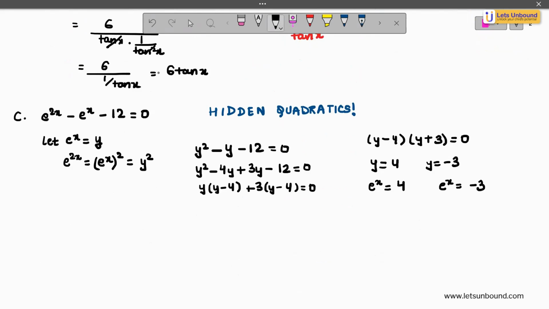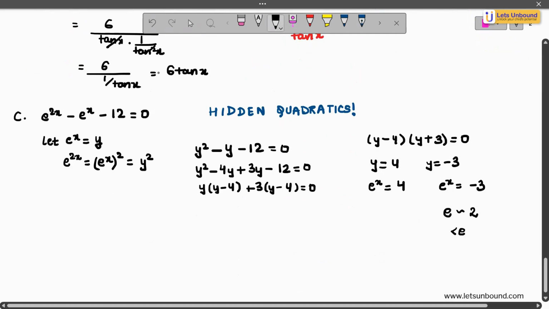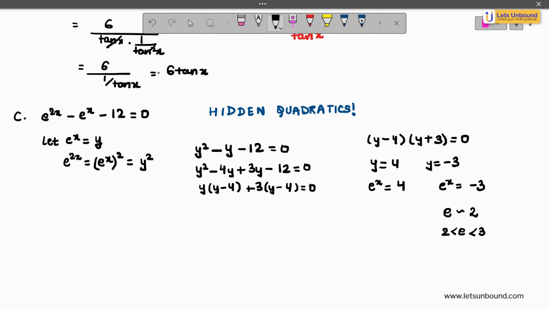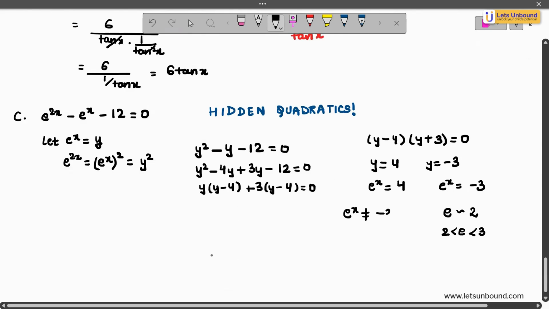Now think about it. Do you think e to the power x can give you a negative value? Remember, e is an irrational number like pi and has a value which is somewhat close to 2. It lies between 2 and 3. So raising a positive number like e to any power, can it ever give you a negative value? The answer is no. Hence we can say e^x can never be negative 3 and e^x is equal to 4. Now we have still not solved for x, because my question is to solve for x.